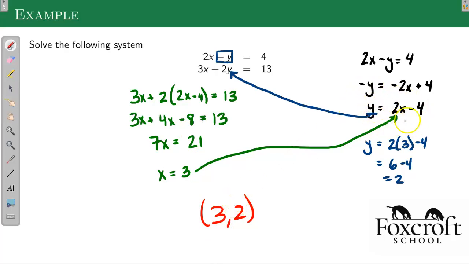We force the relationship of one equation into the other equation to figure out one variable, and then we work backwards a little bit to figure out the other variable.